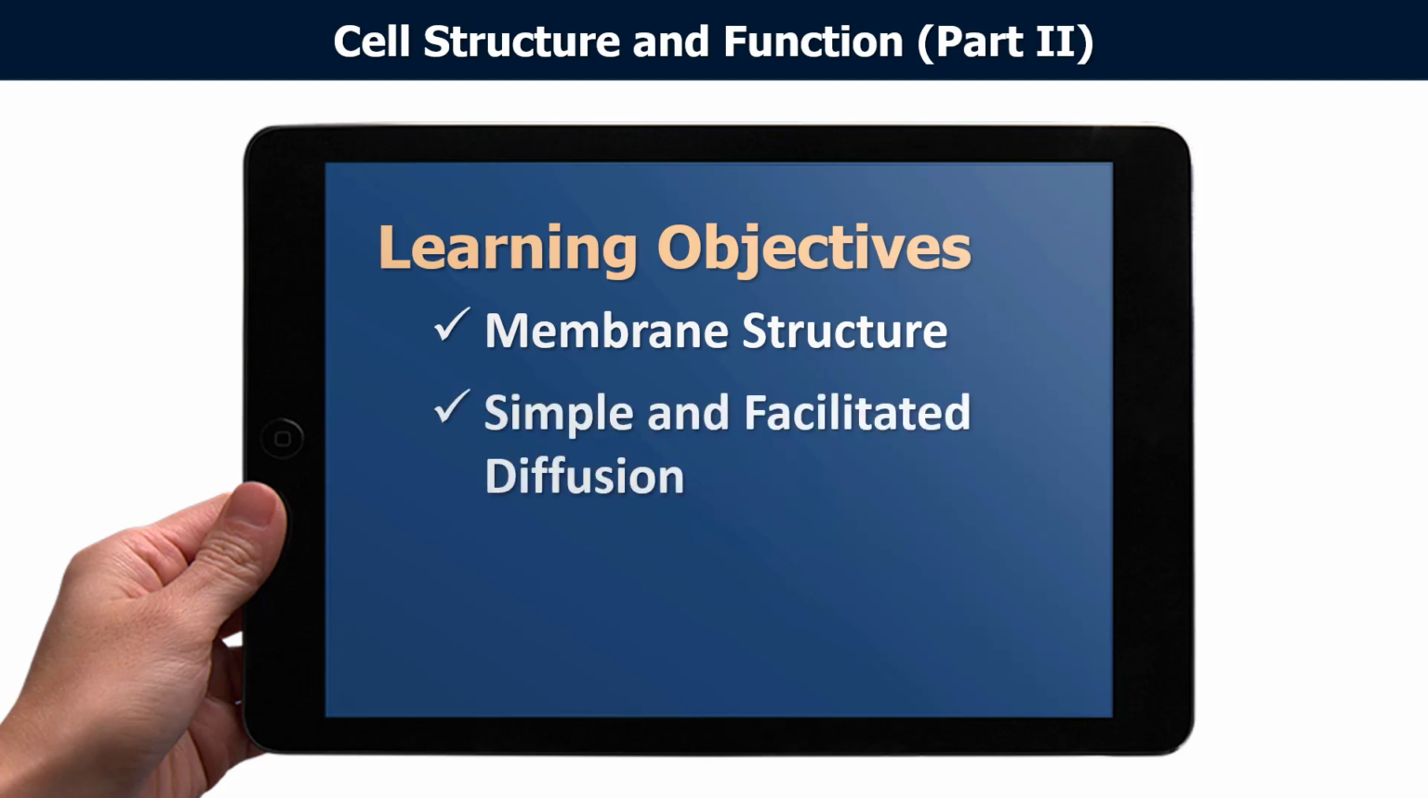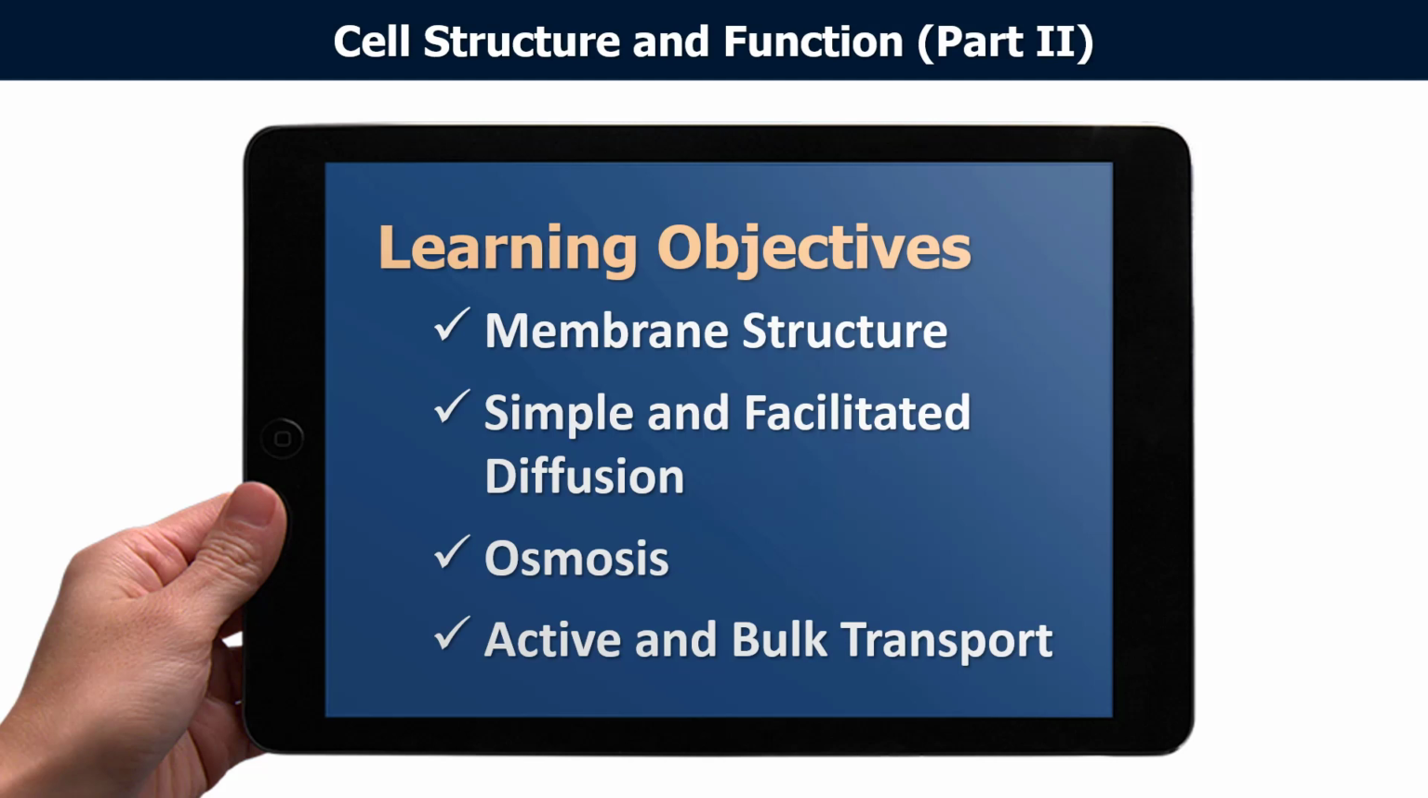Simple and facilitated diffusion are two common ways that substances move in and out of cells. We'll also want to talk about osmosis, which is specifically how water is going to move in and out of cells. And then finally, we'll want to look at active and bulk transport, which are just a couple of other means by which things move in and out of cells, but which require energy. So let's go ahead and get started.